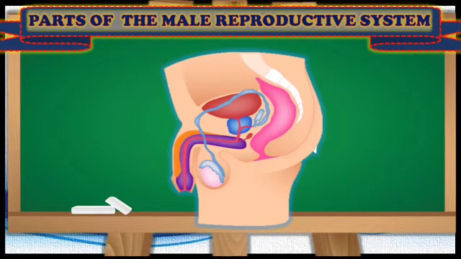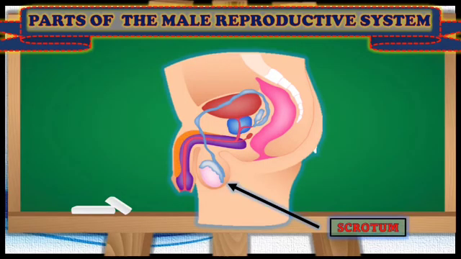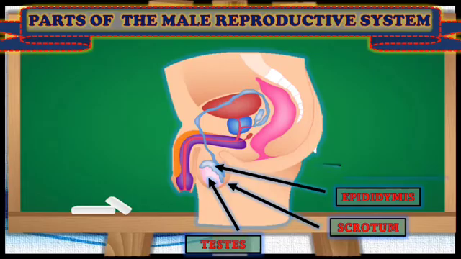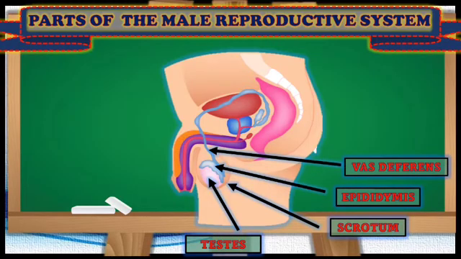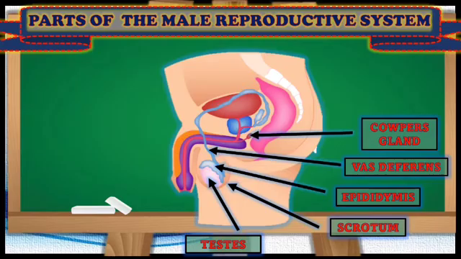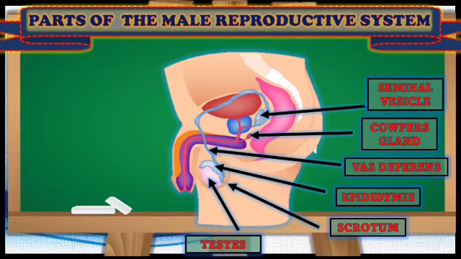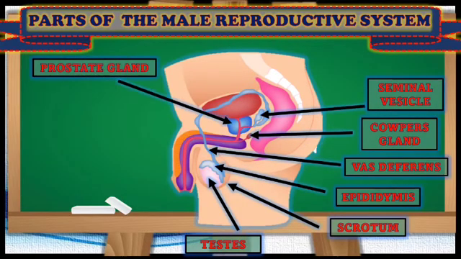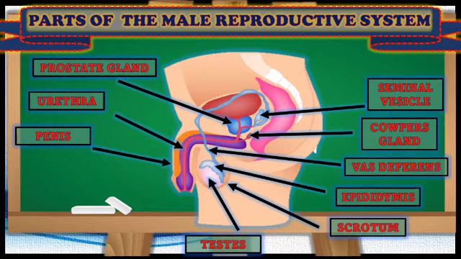So now, class, the parts of the male reproductive system compose of the following. We have the scrotum, we have the testes, we have the epididymis, we have the vas deferens, we have the Cowper's gland, we have the seminal vesicles, we have the prostate gland, we have the urethra, we have the penis, and we have the glans. So those are the parts of the male reproductive system.